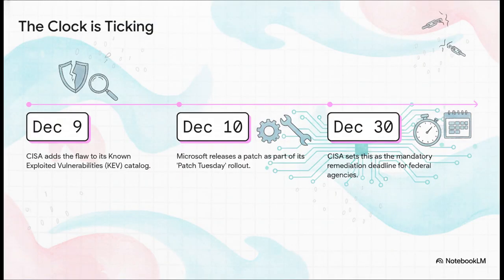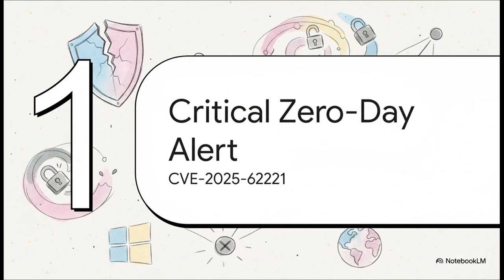Look at how fast this is moving. CISA sounds the alarm on December 9th, Microsoft has a patch ready the very next day, and then CISA gives federal agencies this hard deadline of December 30th to fix it. That's a huge signal to everyone else. The clock is ticking, and you need to act now. So what exactly is this threat that lets an attacker just waltz in and take over?